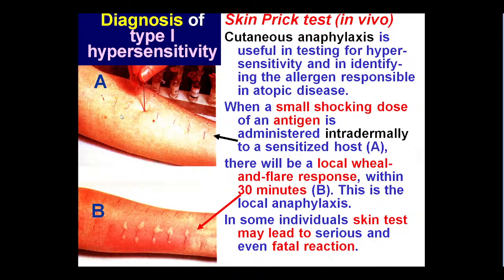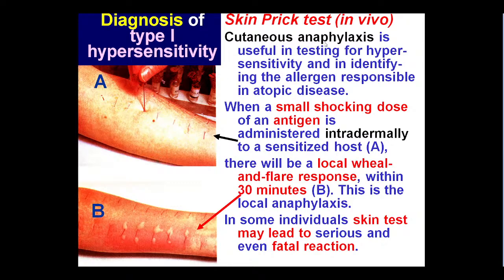Diagnosis of the anaphylactic reaction is usually associated with in vivo tests or in vitro tests. One of the most common diagnostic tests available in the world is the skin prick test. Skin prick test is shown here.